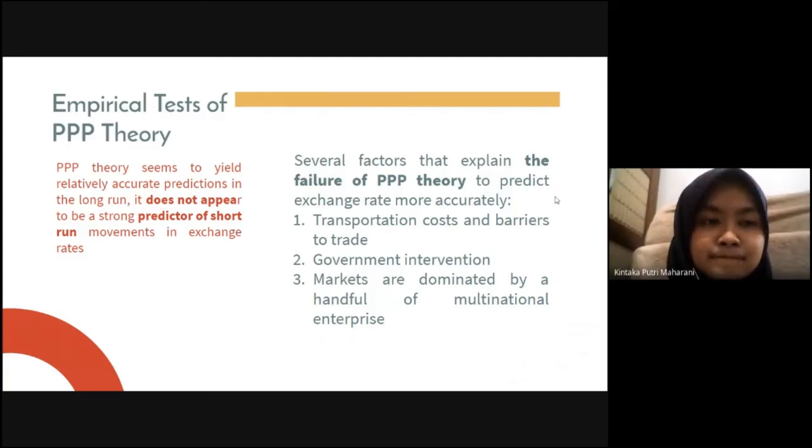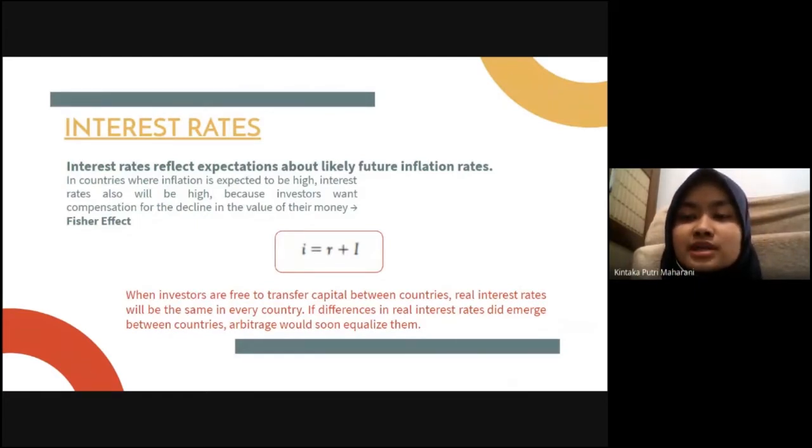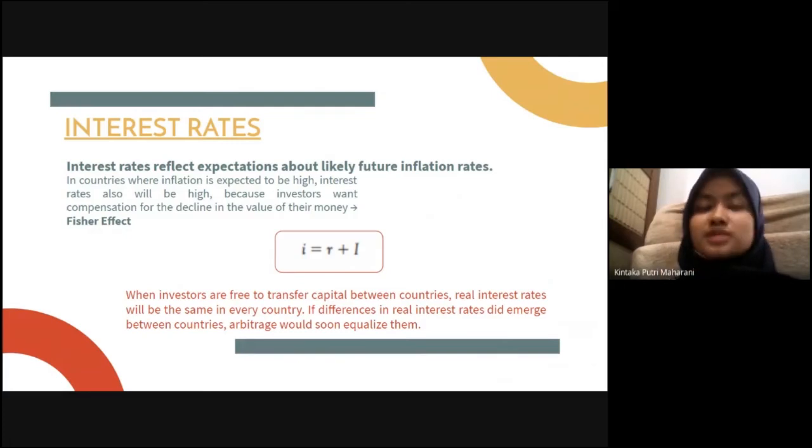And then the second one is interest rate. Economic theory tells us that interest rate reflects expectation about likely future inflation rates. In countries where inflation is expected to be high, the interest rate also will be high because the investor wants some compensation for the decline in the value of their money. This is what the Fisher effect would say.